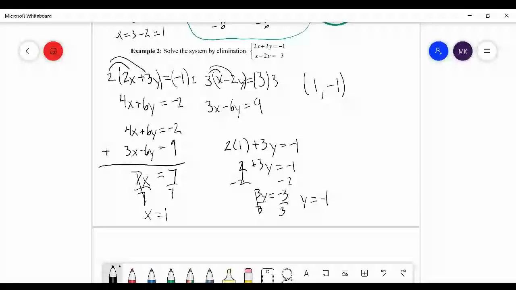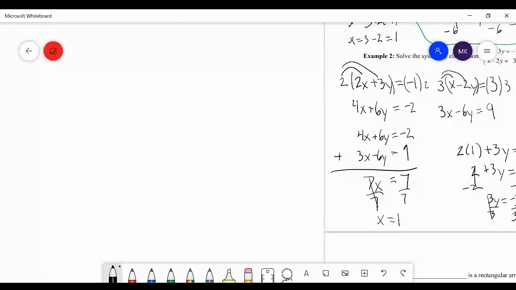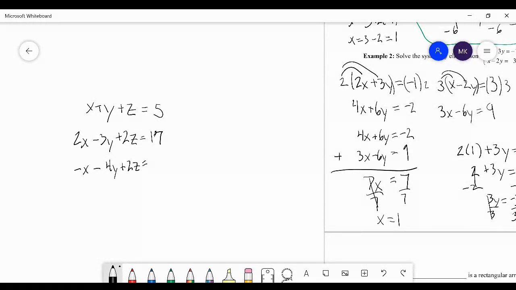We have now done this in two different ways, both by substituting and by elimination. But what happens if I have a system of equations with more than two unknowns? What if my system of equations were something like, say, x plus y plus z equals 5, 2x minus 3y plus 2z equals 17, and say -x minus 4y plus 2z equals 10.